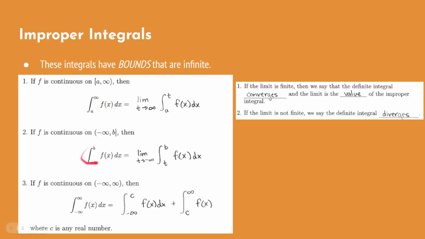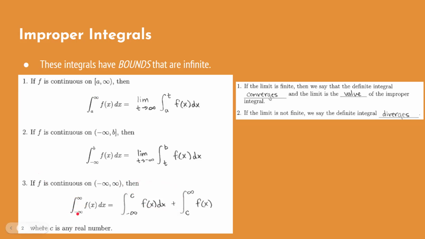Now, what if it's the other way around? Negative infinity to b, well, this time the infinity down here is what we want to replace with t. By the way, it doesn't have to be t. I just use that arbitrarily. Doesn't matter what letter you use. You could draw a spiral for all I care, but maybe your calculus teacher wouldn't like that.